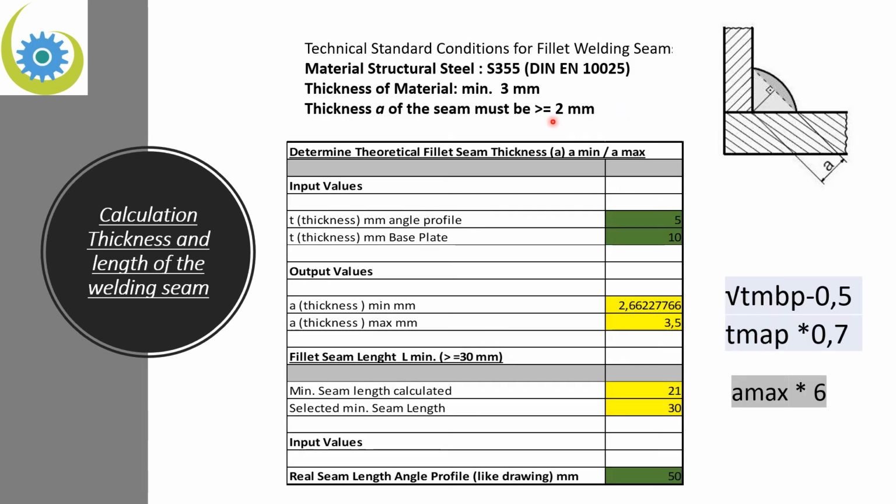Now let us go on with the calculation. Before we begin, I only want to mention two conditions that are important if we apply a fillet seam. I have written them down here. The thickness of the material must be minimum 3 millimeters, and the thickness A of the seam must be higher than or equal to 2 millimeters. You also have here the formula to calculate the minimum length, the A min and A max of my seam. Also, I want to mention that we fulfill the condition of material thickness, minimum 3 millimeters. You remember the angle profile has 5 and the base plate 10.